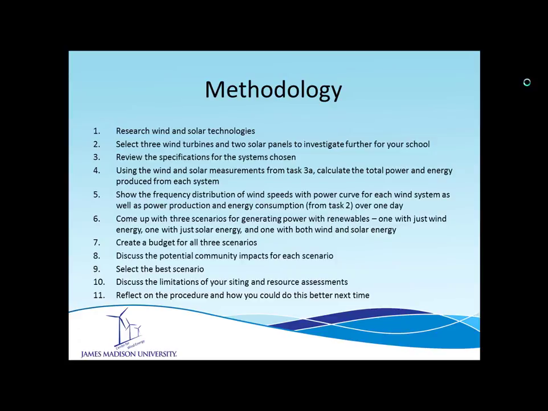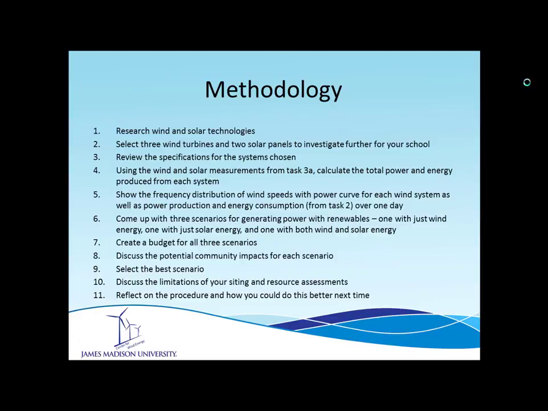So with the methodology, again, we're going to be researching our wind and solar technologies, selecting a couple of different types to further investigate. You may pick a couple of turbines and a couple of different solar panels because you don't know exactly which one's going to perform the best. Review all the specifications for your systems, and then using your solar and wind measurements from the last task, calculate your total power and energy produced from the systems. If you use a frequency distribution of the winds over the power curve, you can also get the same information.